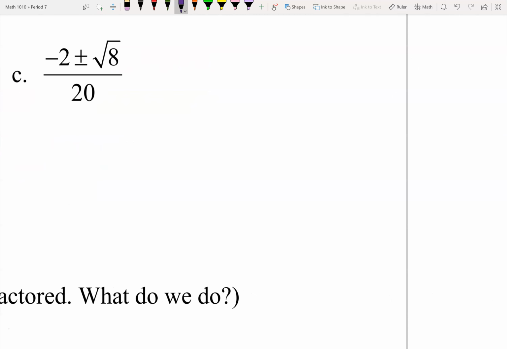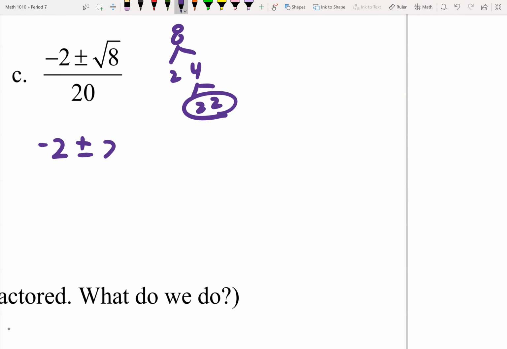Somebody tell me, what would step 1 be? The 8, yes, simplify the 8. So everybody do this with me. 8 is 2 times 4, 4 is 2 times 2. So these two 2's come out as a single 2. So now I have negative 2 plus or minus 2 square root of 2 all over 20. Right now, go off to the side and write down how I want you to see it. Write it off to the side.